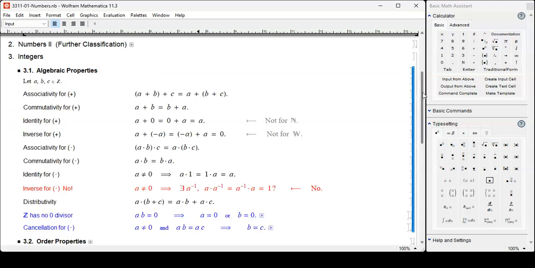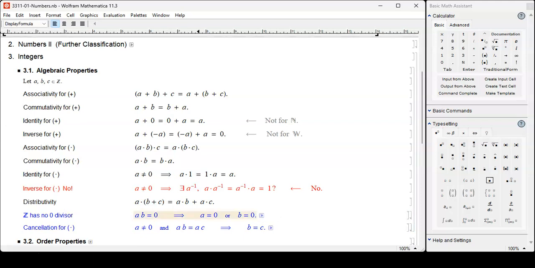First, the algebraic properties. We have all those typical algebraic rules: associativity, commutativity, identity, and inverse for addition. Similar thing for multiplication, but no inverse in general. For rational numbers, yes. Integers in general, no. Distributivity, all right. And then one interesting property here, no zero divisor.